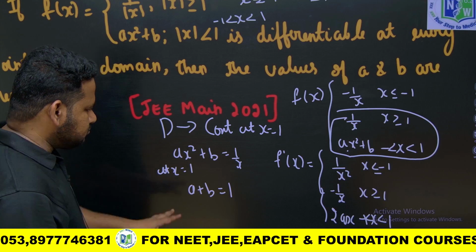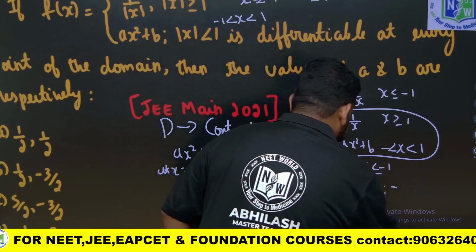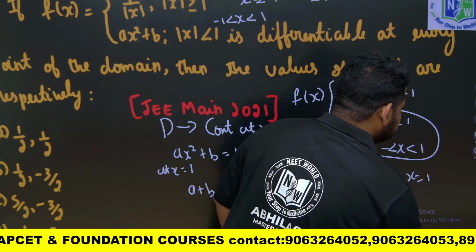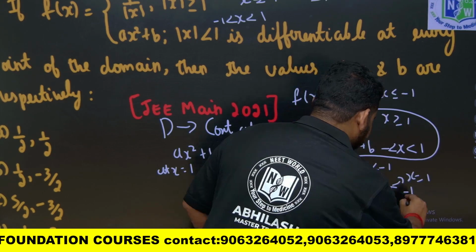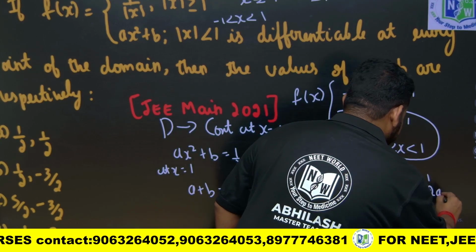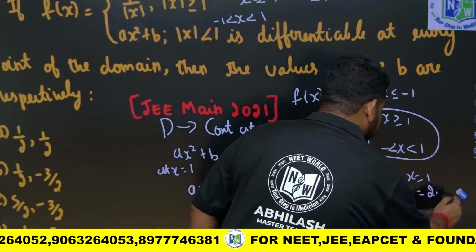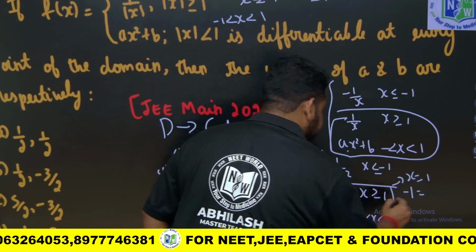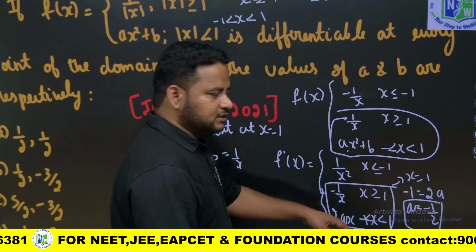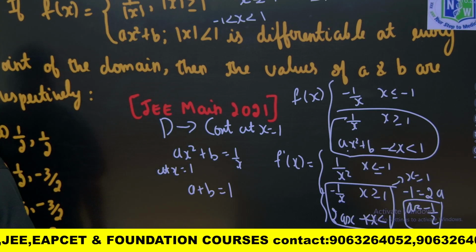But before this, what I can do is, here I have differentiated, right? So, these two derivatives I can make equal at x equal to 1. If I make them equal at x equal to 1, minus 1 by x square becomes minus 1, which is equal to 2ax, that is 2a. So, 2a is equal to minus 1, and a is equal to minus 1 by 2. Once I got a equal to minus 1 by 2, that is option D. Only in option D do we have a equal to minus 1 by 2.